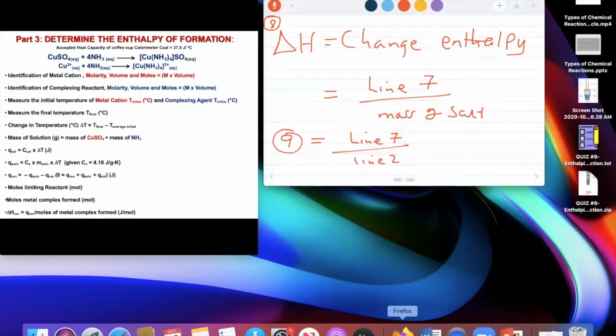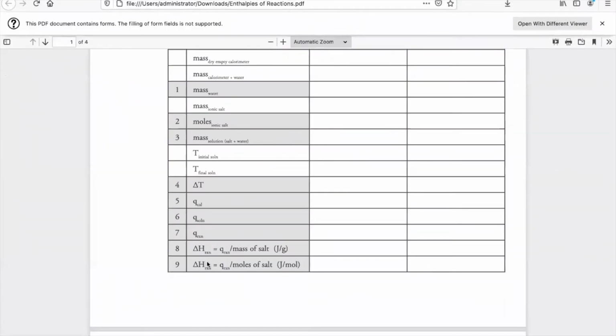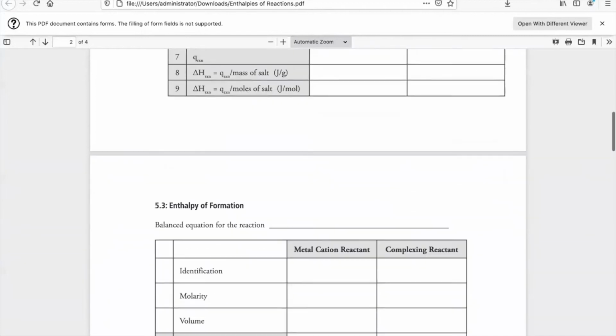When it is in this form, you may wonder, how do I get this? It is the Q of reaction, which is line 7, all over the moles of the salt, which is line 2 here. By this time, you should have the value for line 7 and the value for line 2. Remember, units are in joules per mole.